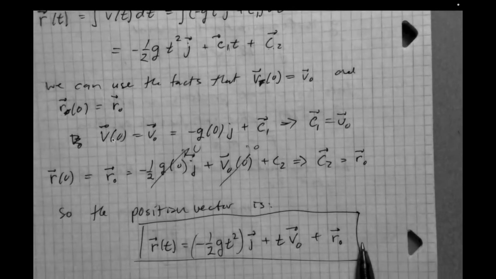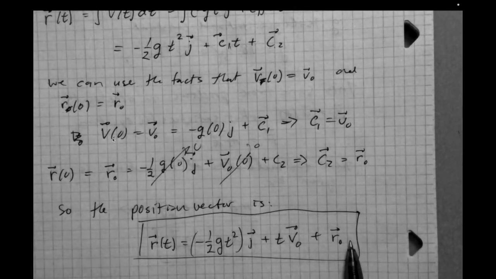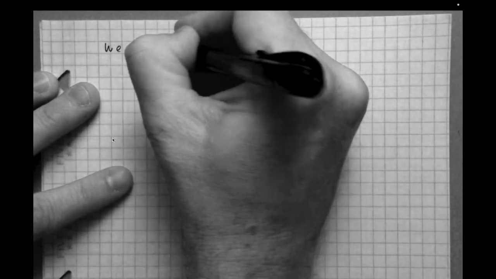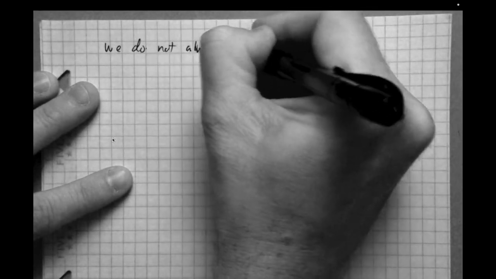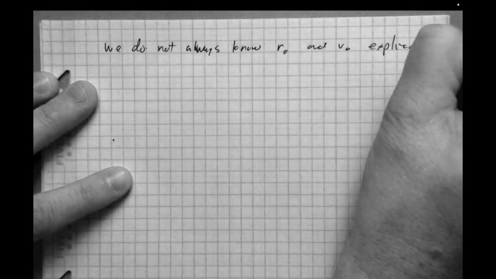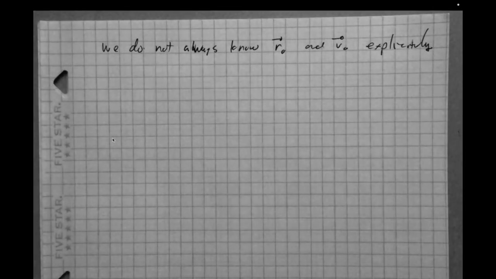All right, so that's the first big piece. That's the main big piece, actually, and the rest of it comes pretty quickly afterwards. And so oftentimes, we do not always know r naught and v naught explicitly. In fact, when you take physics, a big part of making these problems more complicated is not giving you r naught and v naught explicitly and asking you to find them or derive them in some other way.